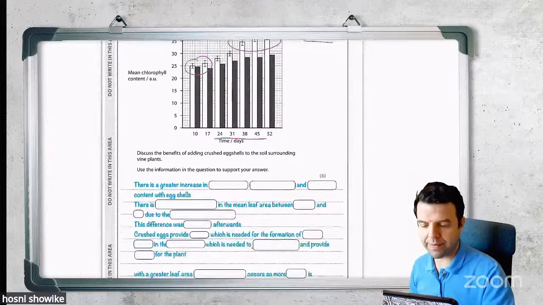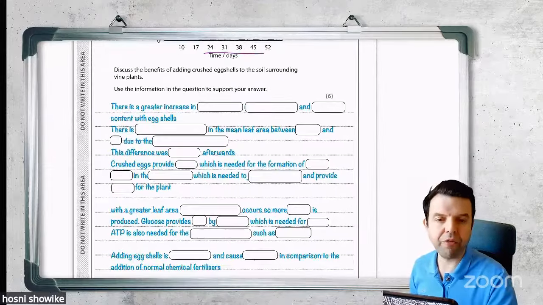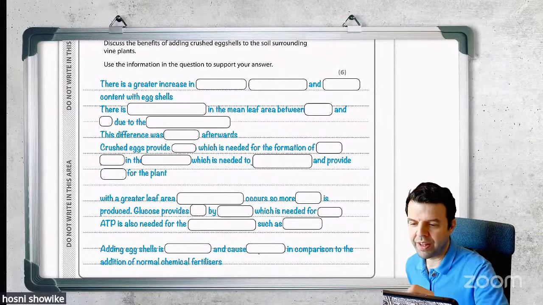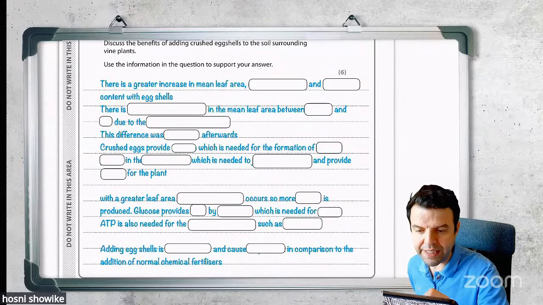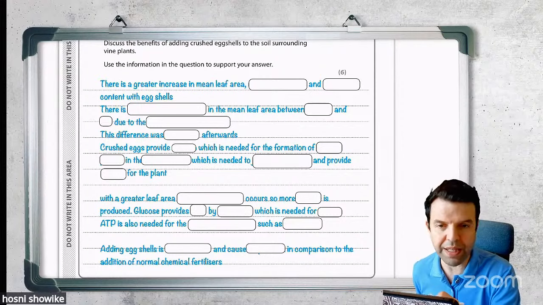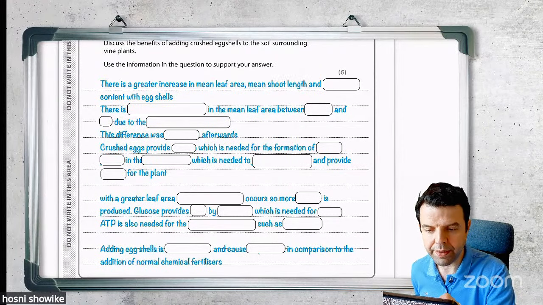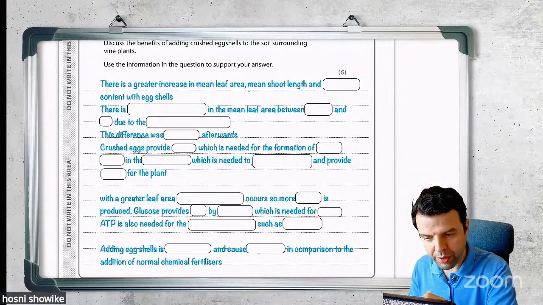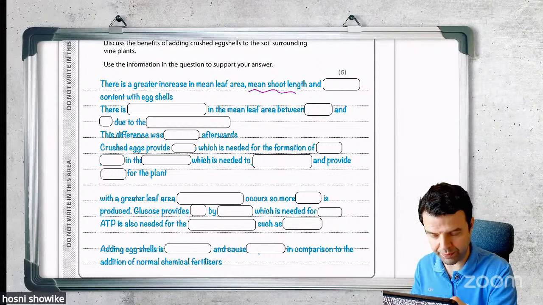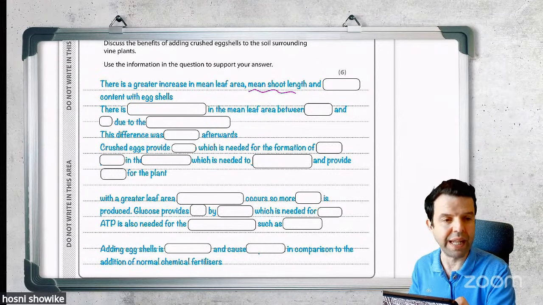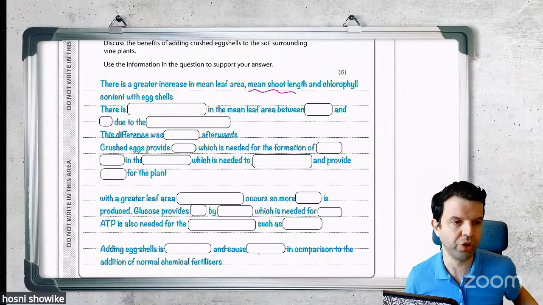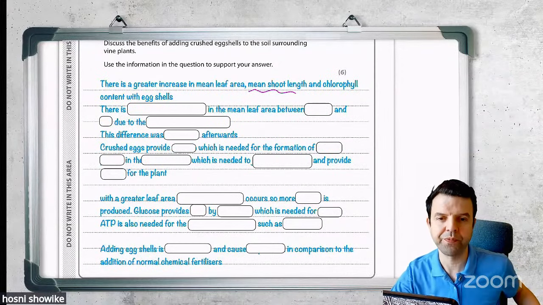So let's write about the first graph. There is a greater increase in the area of the leaf when I had calcium. Graph 2, the shoot length is greater. The last graph, also the chlorophyll. So a clear conclusion of what we've just seen here, right?